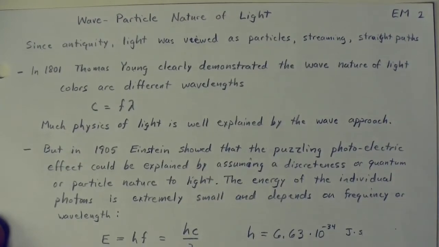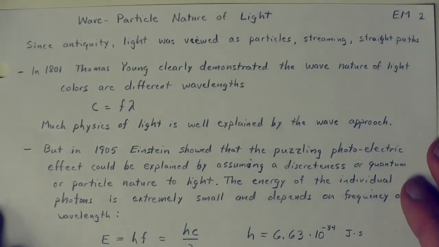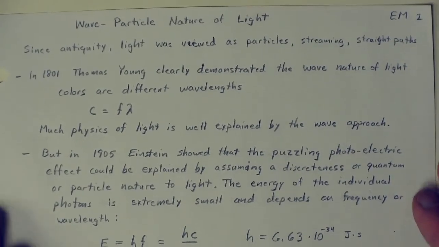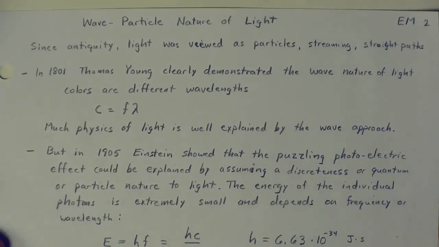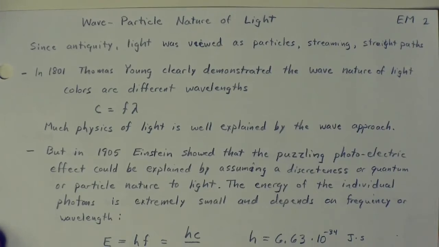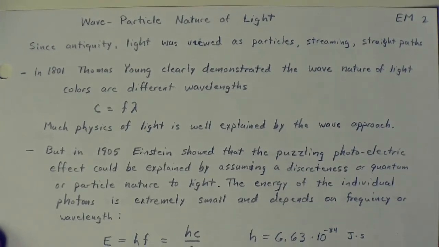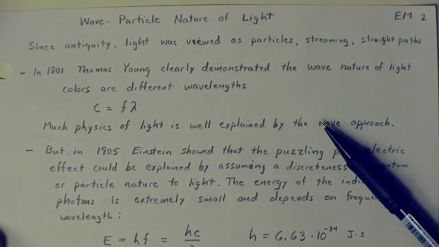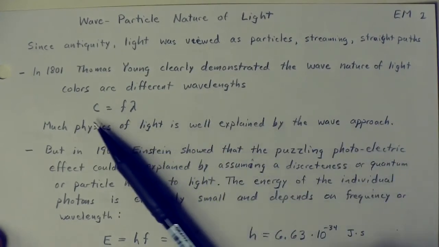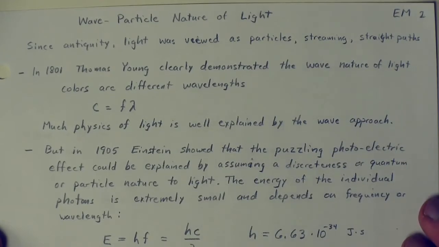Going way back, light, visible light, was always viewed as particles streaming, following straight paths and such. It was in 1801 when Thomas Young clearly demonstrated the wave nature of light. That was by his double slit experiment that I will actually, I think, show you at the very end of the course. But in this understanding, the different colors of light are simply different wavelengths of light. And so they're related by the speed of light being f times lambda. So different colors are different wavelengths of light.